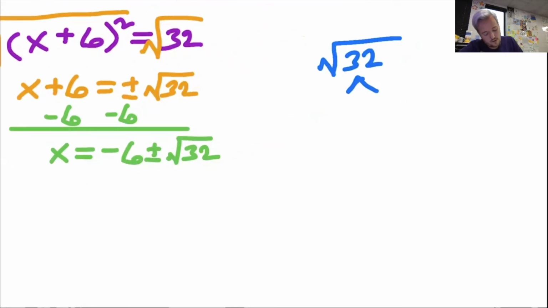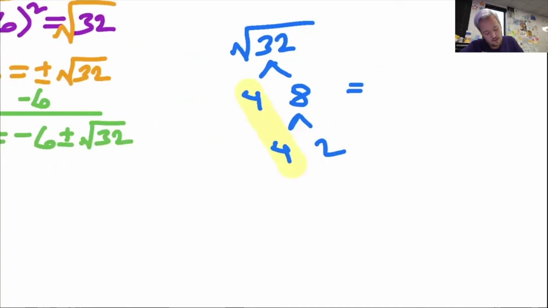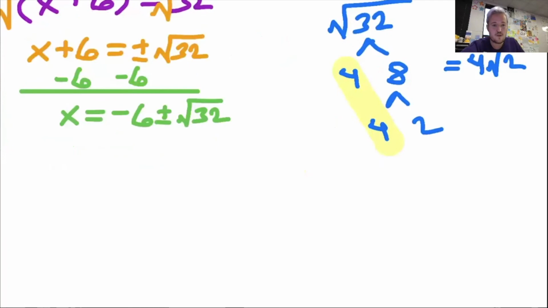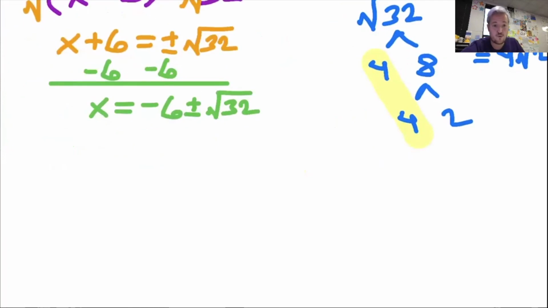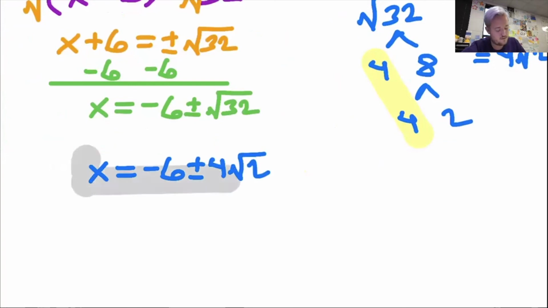So 32, you can use 4 and 8. Then 8 breaks down to 4 and 2. I'm actually going to go ahead and use the pair of 4s here. All right, which means this is going to be the same as 4 root 2. So I'm going to replace the square root of 32 with 4 root 2. So we're going to have x equals -6 plus or minus 4 root 2. So this is your final answer.